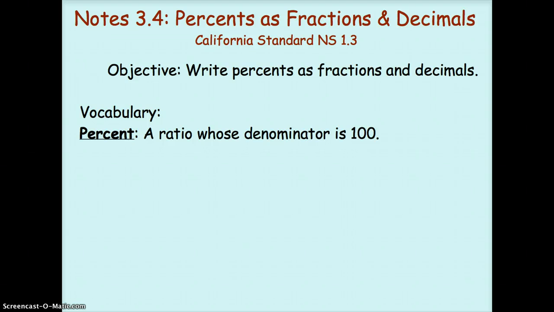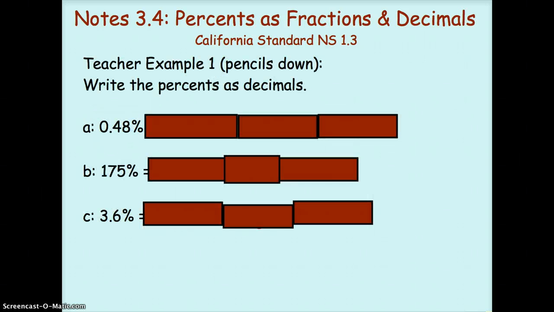Today's standard is NS 1.3. Today we will be turning percents into both fractions and decimals. Our only vocabulary word is percent, a ratio whose denominator is 100. So when you write it as a fraction, you can think of it as a number over 100.